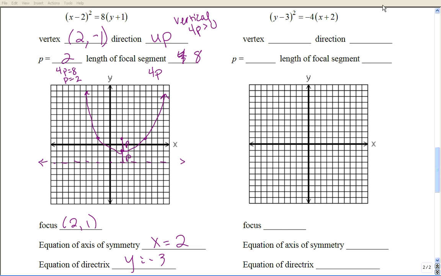Okay, so let's try this next one, and hopefully I won't make those same silly mistakes. All right. So the vertex here, we take the opposite signs for the x and the y, so we have negative 2 and positive 3.